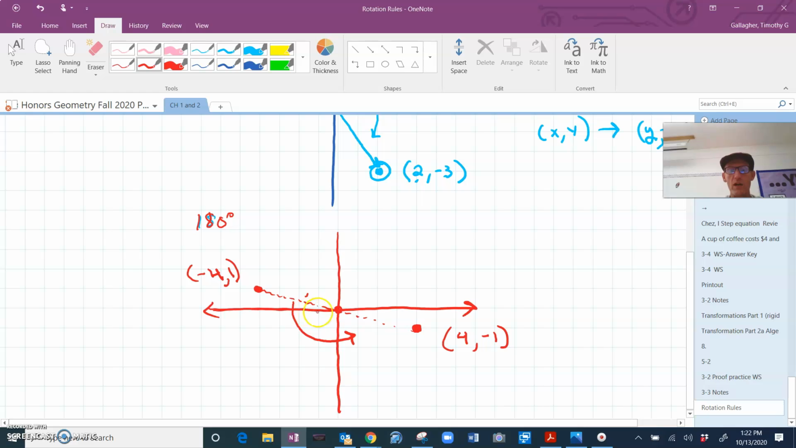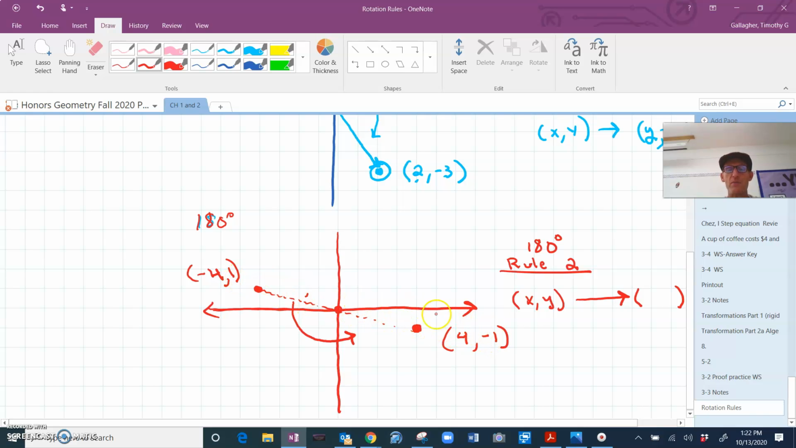Okay, so what did we do? Well, this point right here was -4, +1, which is that, rotated 180 degrees, is now 4, -1. So what happens is, 180 degree rotation, this is rule 2, and if we go (x, y) to start, then what does it look like?